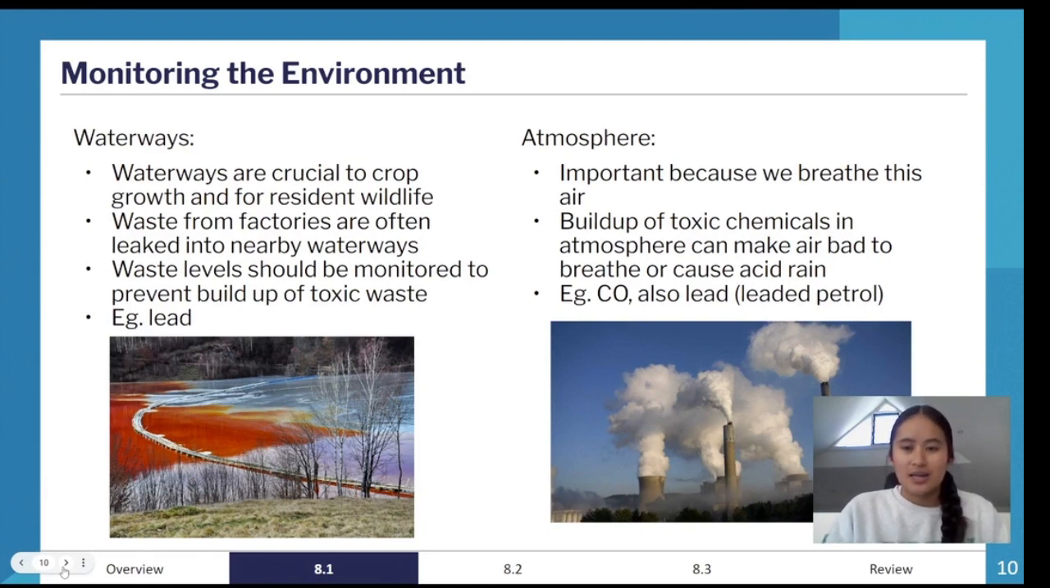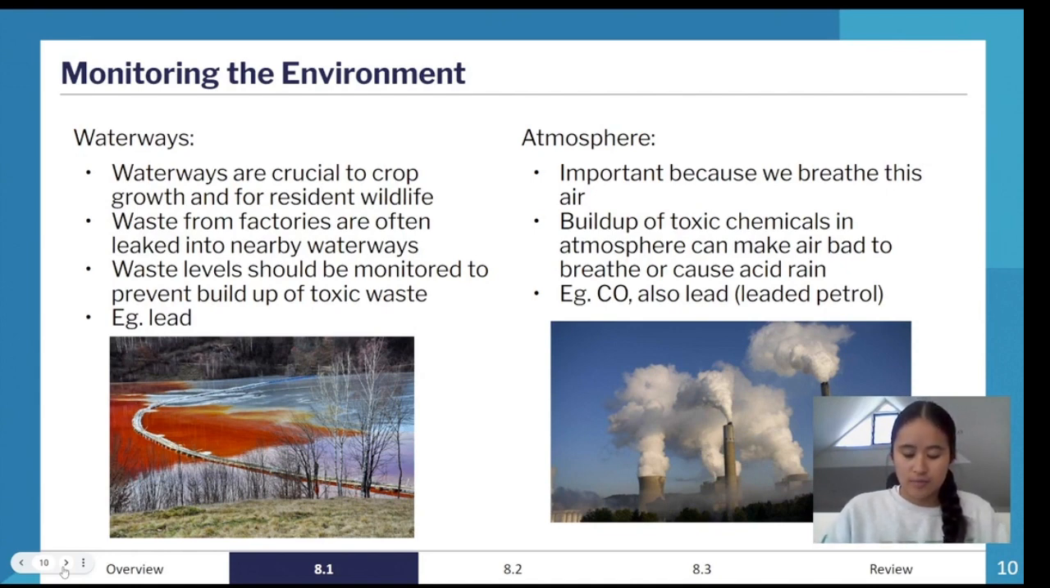And then the other main example is the atmosphere. Again, it's pretty common sense because the atmosphere is the air we breathe, and we don't want the air that we breathe to be toxic for obvious reasons. But buildup of toxic chemicals not only can make it difficult to breathe, but can also cause acid rain, which has a bunch of other issues, not only for humans, but for, again, environments and plant and animal life. So it's very important that we monitor the atmosphere, particularly carbon monoxide and lead.